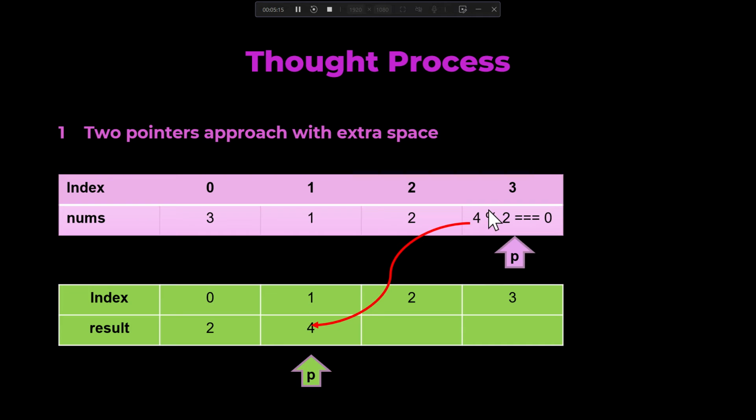Now we check again. 4, we divide by 2, and the remainder is 0, so it is even, and then we will add this element into the result. By the end of one round, we will finish checking for all the even elements.